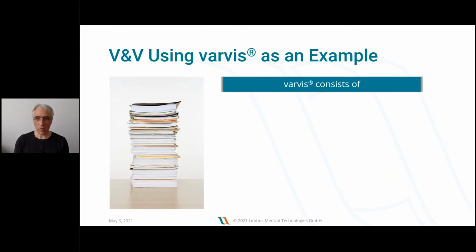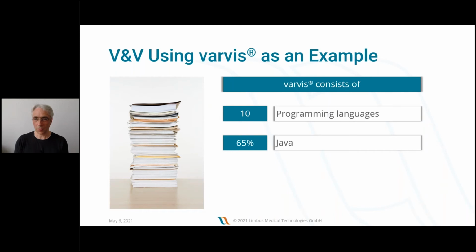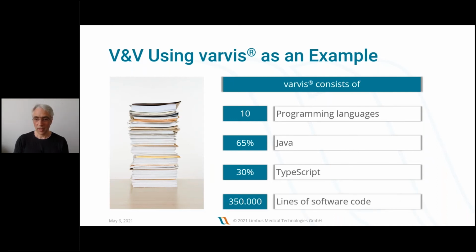Let's explain a little bit more with our software as an example what verification and validation, V&V, comprises. Our software consists of more than 10 programming languages. 65% of the source code is written in Java, 30% in TypeScript. The kind of technology that you decide to use in your medical device determines significantly how easily you can perform V&V. And as I mentioned before, it has grown to a high degree of complexity with 350,000 lines of source code.